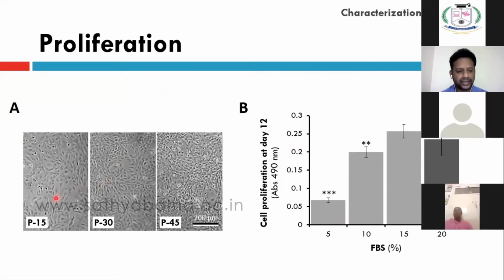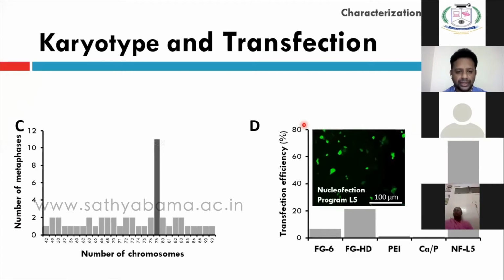These are the different passages, and the cells show the same phenotype. Again, for the fetal bovine serum concentration, we found 15% is suitable for the cells to grow. The zebrafish modal chromosome number is 50, but we found 78. Some abnormalities happen in the chromosome, but that is not a problem. We are not going for any medical application or whatever.